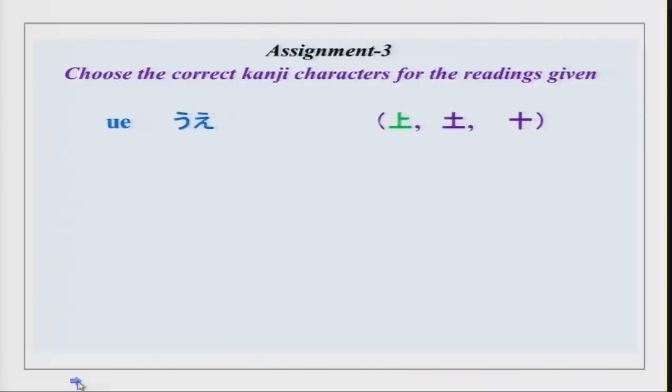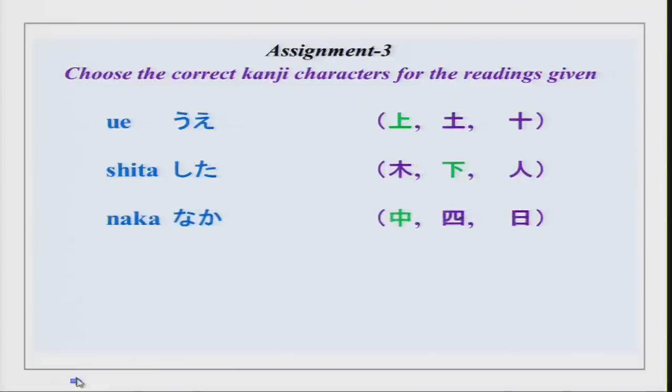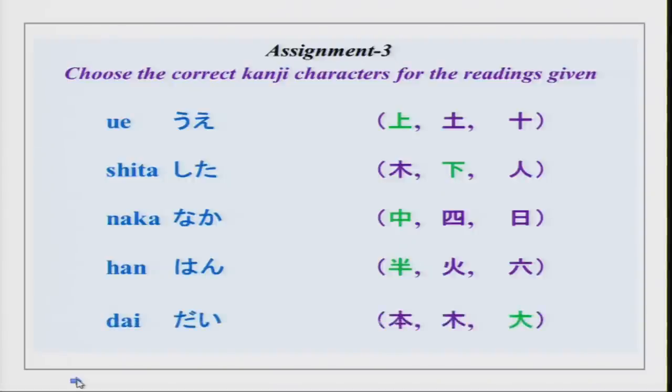So, the first one is, as you can see in green, ue, which means on top or above or up. The second one is again in green, shita, which means down, under or below, beneath. Then naka, which means inside or passing through or center. Then you have han, which means half. And then we have dai, the reading given is dai, it also means oki, which is big. So, I hope you got this right.